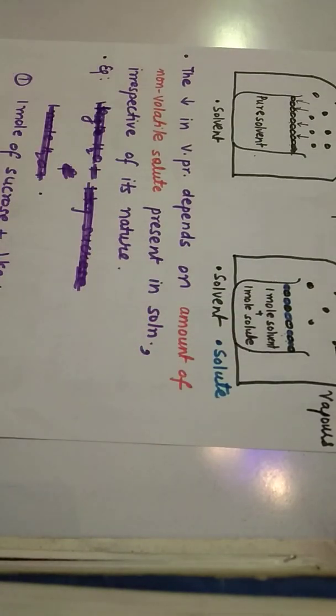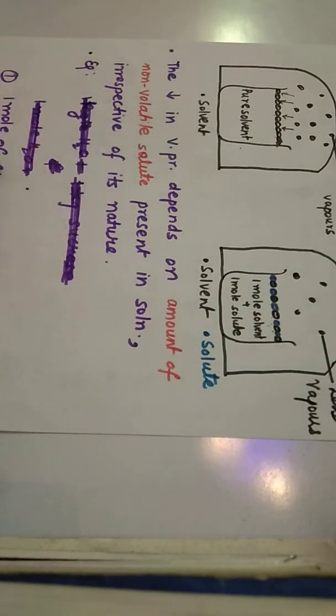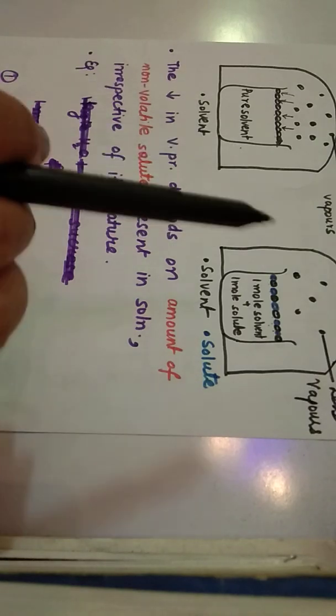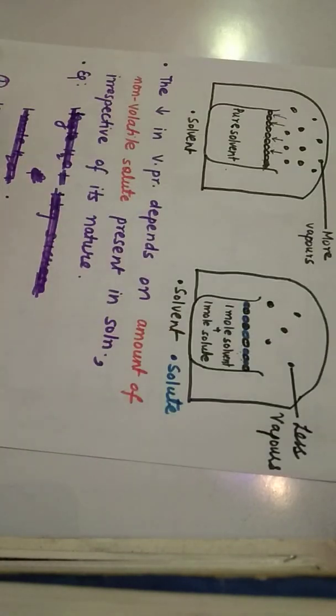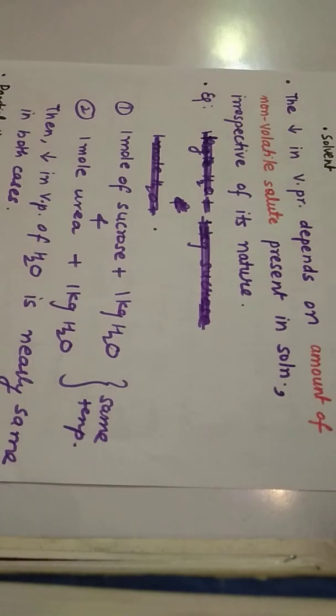Now children, the decrease in vapor pressure totally depends upon the amount of non-volatile solute, that is, in what quantity you have taken the non-volatile solute. It does not depend upon the nature of the non-volatile solute. It does not depend what kind of nature the non-volatile solute has, but depends upon the amount, that is, in what quantity you have taken the non-volatile solute.